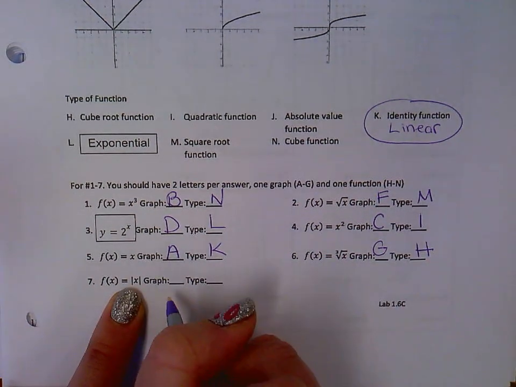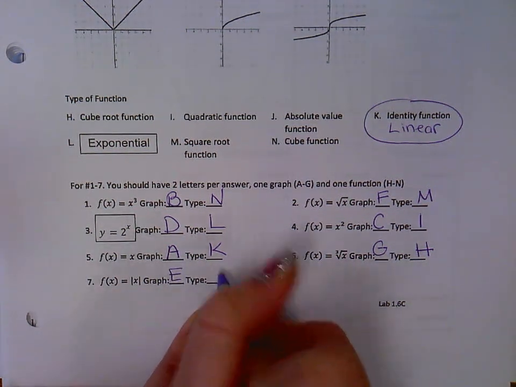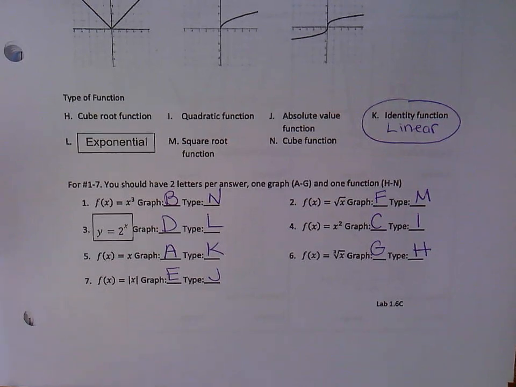Absolute value is the V-shaped graph, so that was E and J. So does it make sense what our goal is? Our goal is to be able to recognize the function and name it. So we talked about graph vocabulary, max and min, domain, range, increasing, decreasing, those words. And then this is kind of part 2 of your quiz, the Wednesday we get back. So like naming them, identifying them. And then domain and range, we still need to practice.